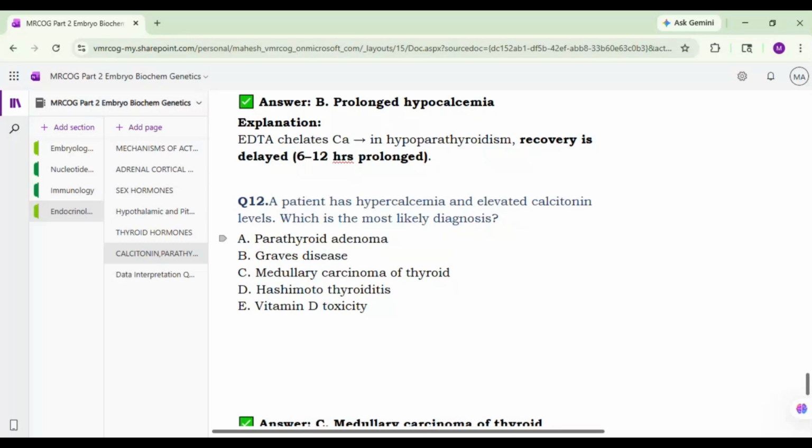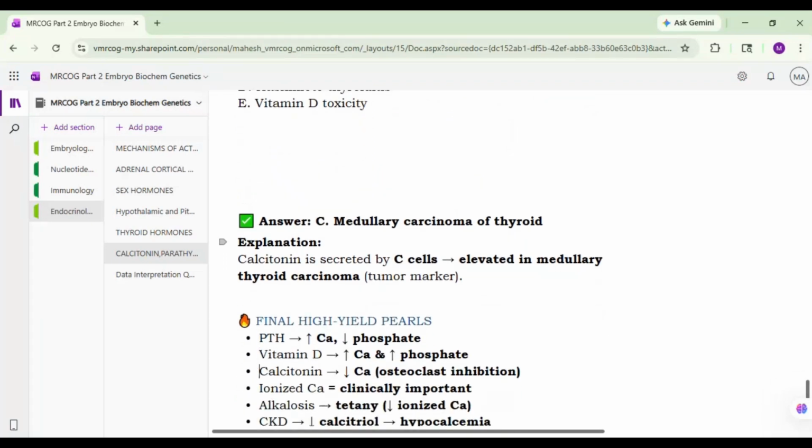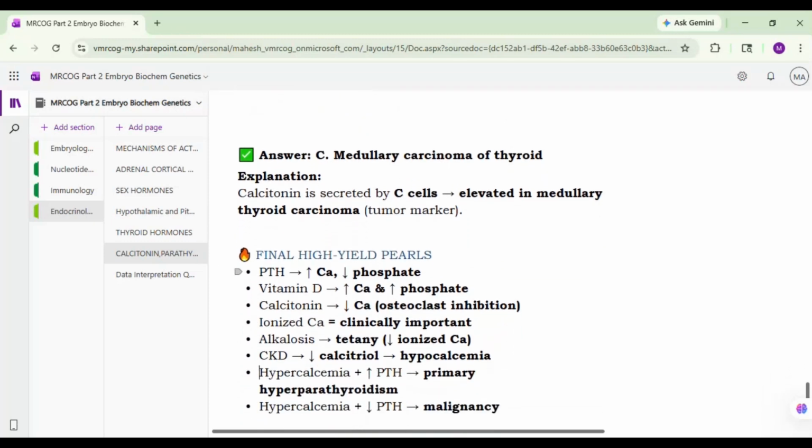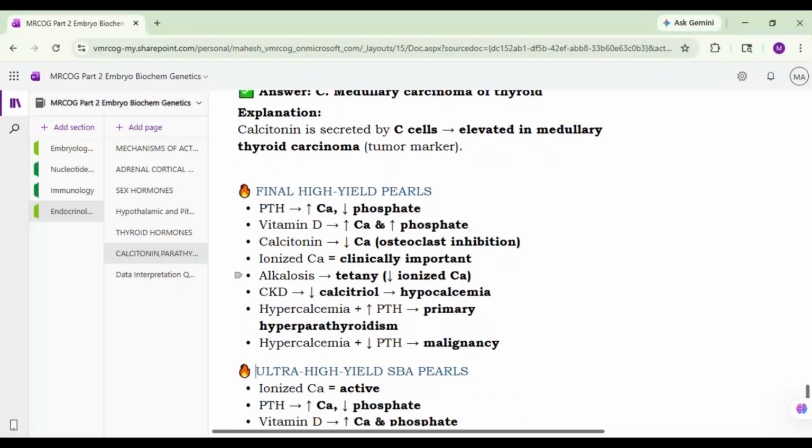Option B, Graves' disease. No, it is the medullary carcinoma of thyroid. Calcitonin is secreted by C cells, so it is elevated in medullary thyroid carcinoma. That is the tumor marker for this. Medullary carcinoma of thyroid, calcitonin is a tumor marker.